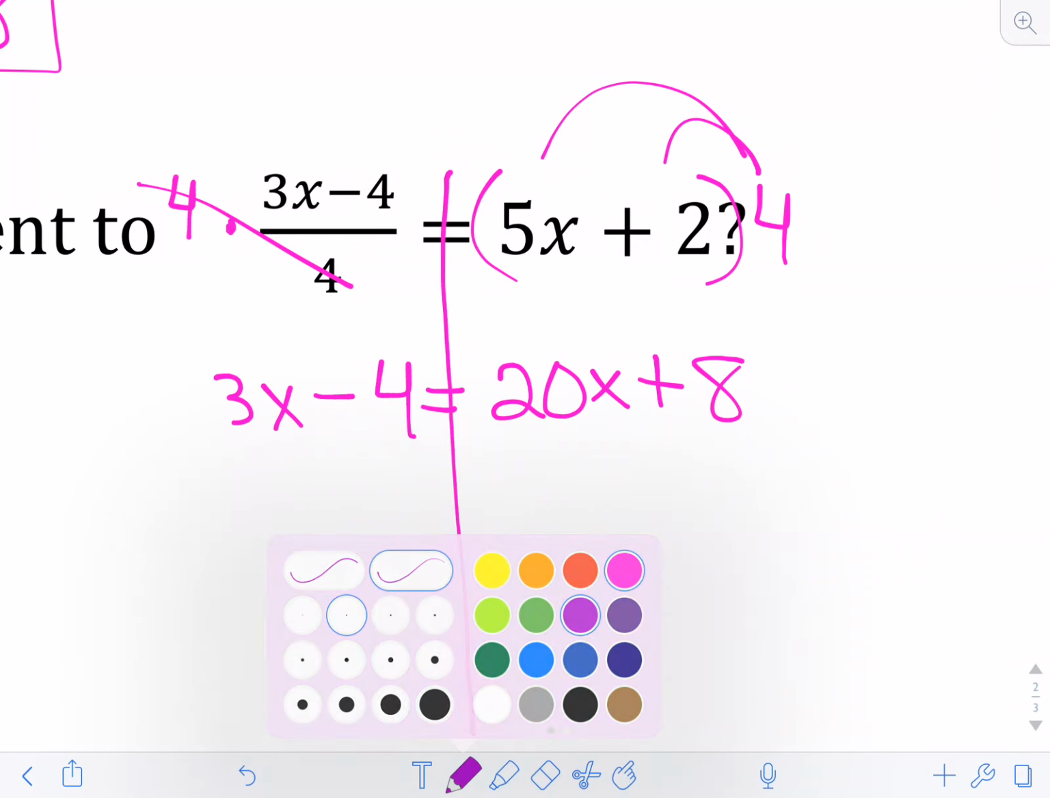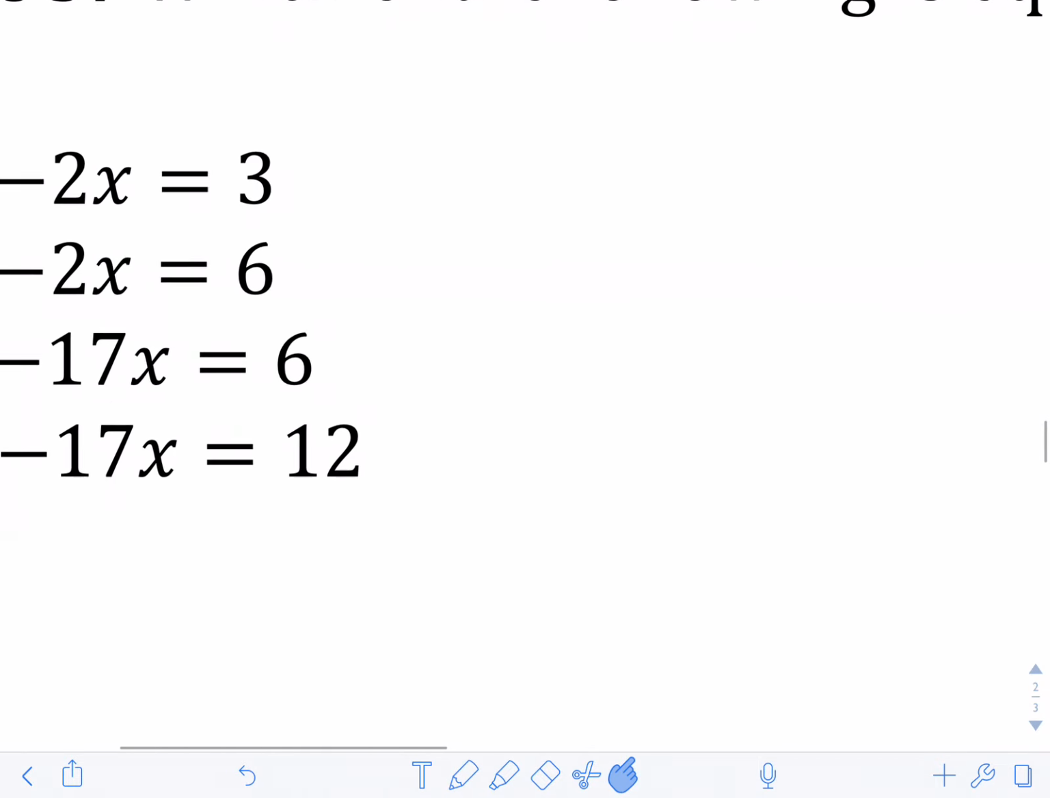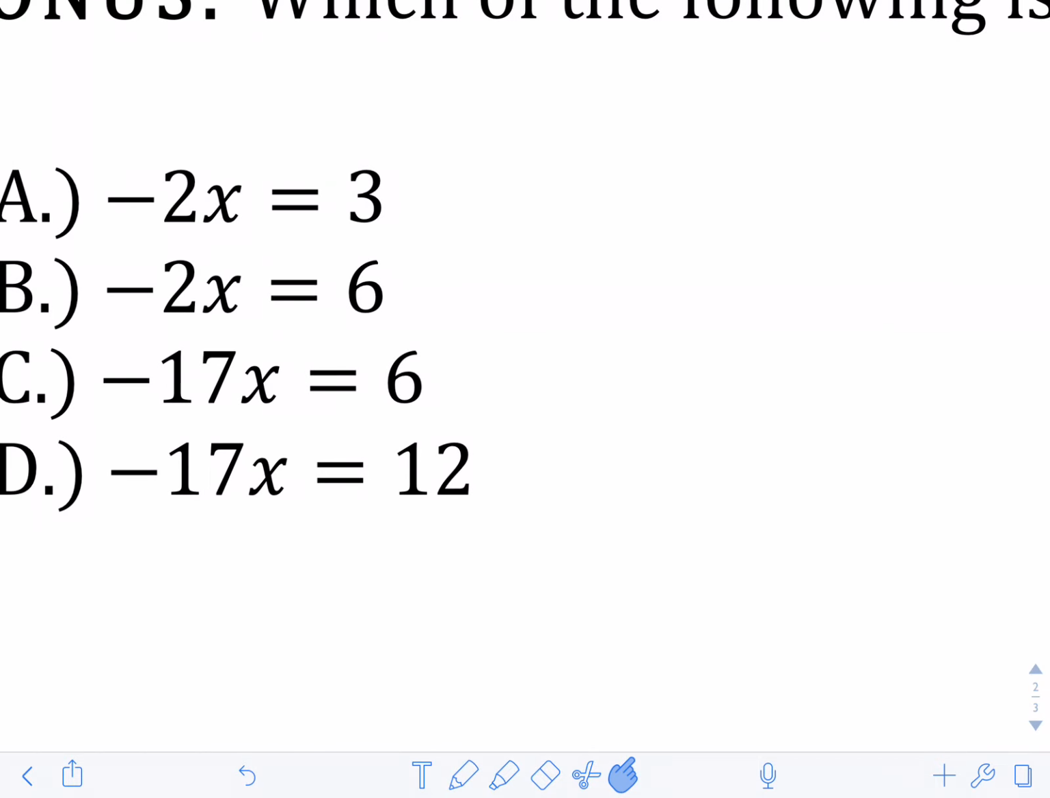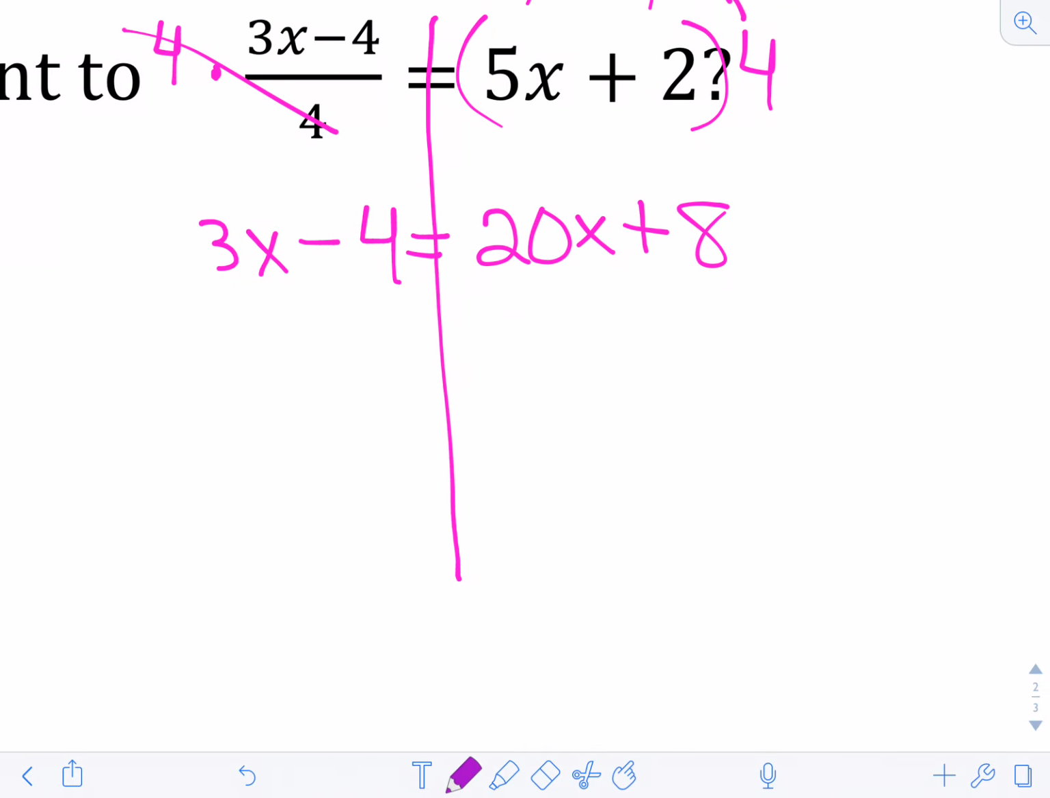Now I want to have my variable on the same side. Let me look at my answer choices. See my answer choices over here? They have the x on the left-hand side. If I decided to solve for x, I'd move the 3x, but because they have the x on the left-hand side, I'm going to keep my x on the left-hand side. So I'm going to subtract 20x from both sides.